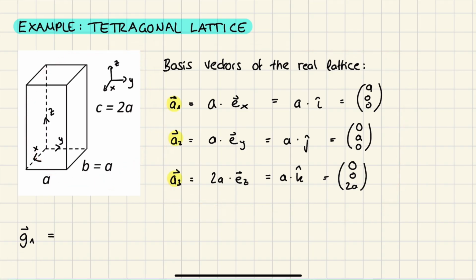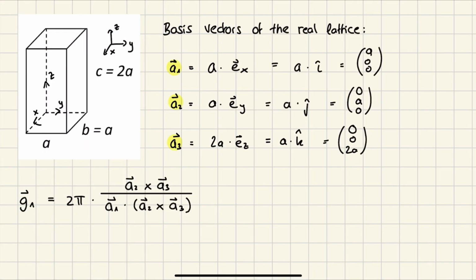Now let's find the reciprocal vectors. For this one, we don't have to change the order of anything, we can just use the exact formula from above, which is 2 pi times this fraction.